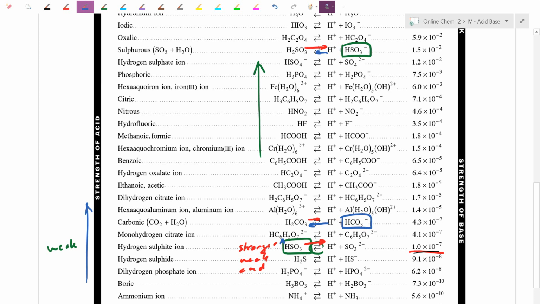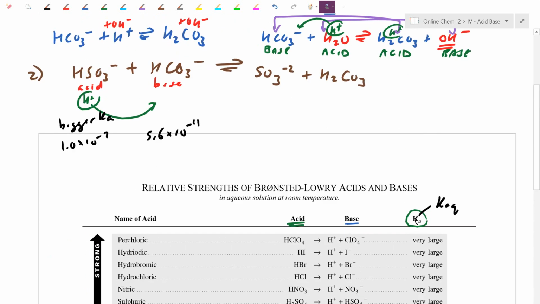So if you wanted to compare base strengths, you could say who is more willing to accept a proton. We're actually going to see that the Kb value is a little bit bigger, and that just concludes the same. This is the base. Since it gives us the same answer anyways, we're just going to always compare acid strengths. That's going to give us the same answer.